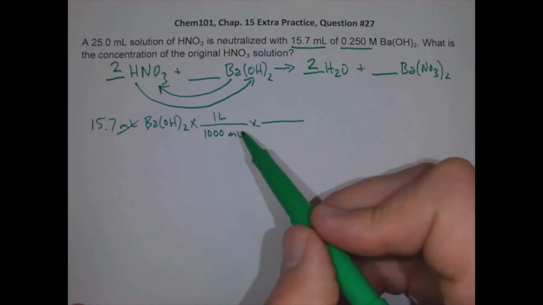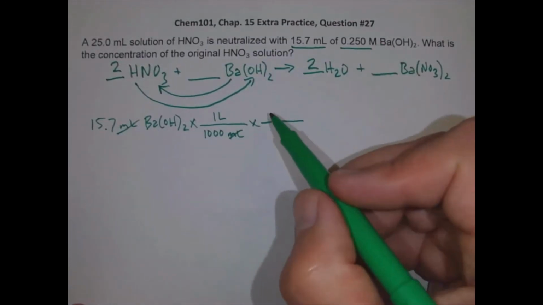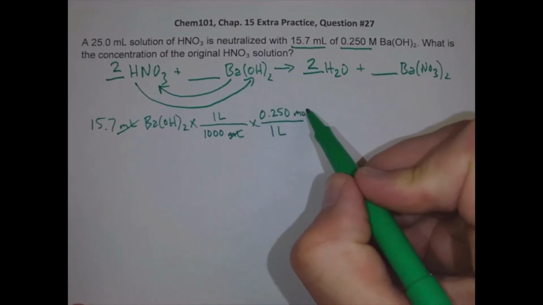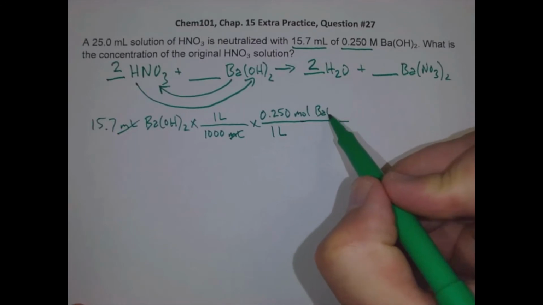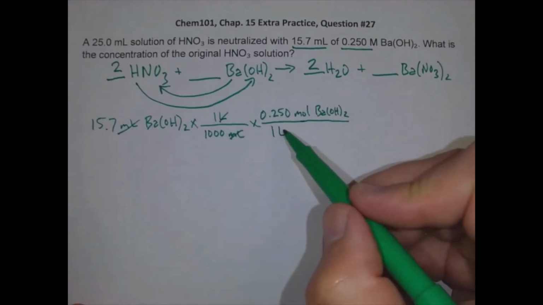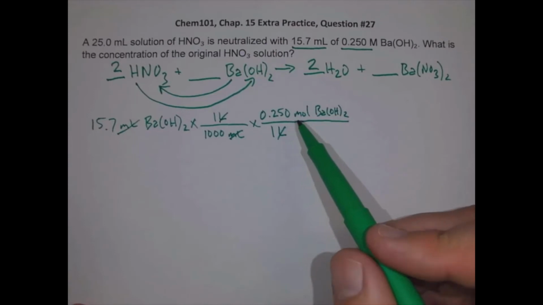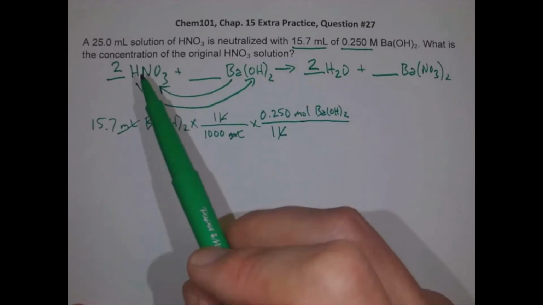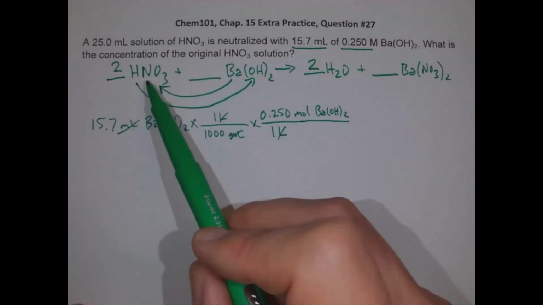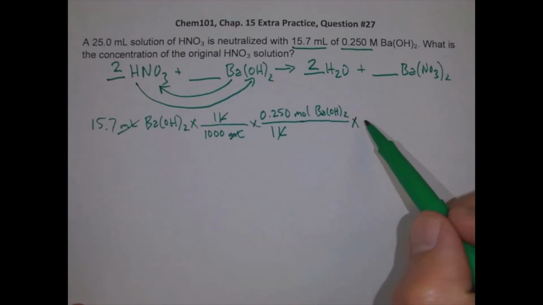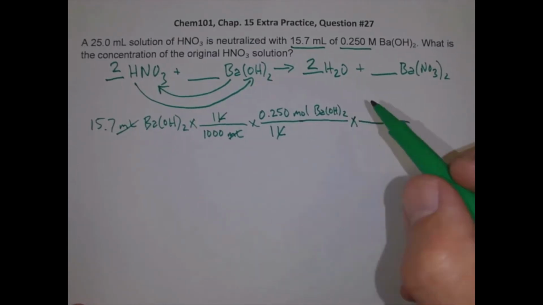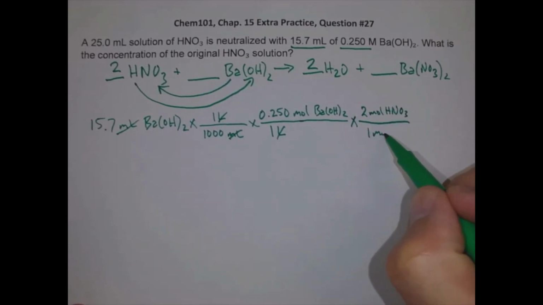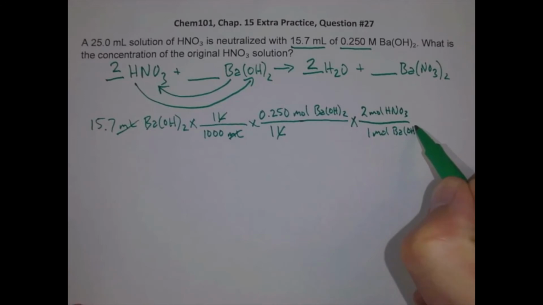Okay, so that means my milliliters will cancel. And I know from the molarity that in 1 liter, we'll put that on the bottom, there's 0.250 moles of barium hydroxide. Okay, so now liters of the solution cancels. And so now I have my calculation currently in units of moles of barium hydroxide. Well, now I go to my balanced chemical equation and I say, well, I need 1 mole of barium hydroxide to react with 2 moles of nitric acid. So I set up that ratio here in the calculation. So 2 moles of HNO3 on top for every 1 mole of Ba(OH)2 on the bottom.